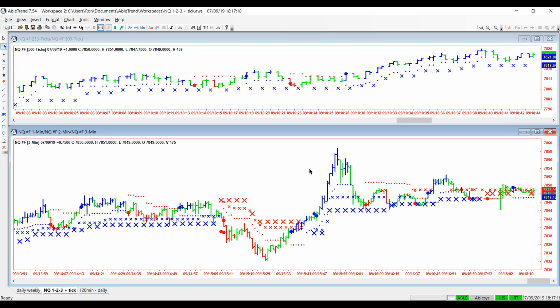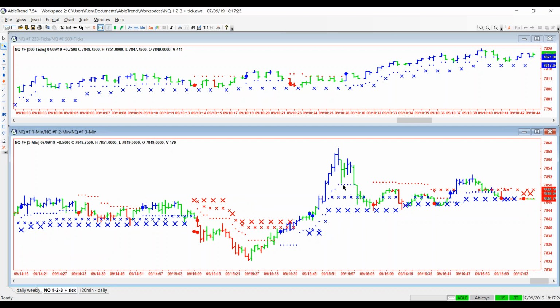Again, it's always the same rules. We never change the rules. Previous lower small blue dot below the price. Here's the first blue dot. There's the second one. There's where the stop loss goes. You have to be like a robot and trade the Abel trend signals. The rules are very, very simple, but you have to be able to put your emotions aside and do it.